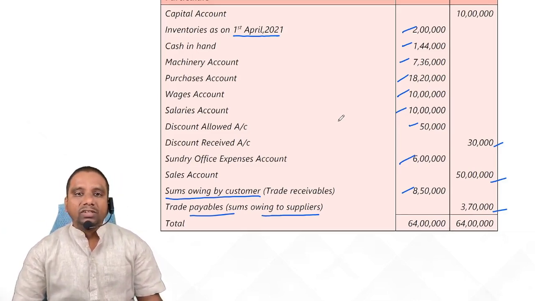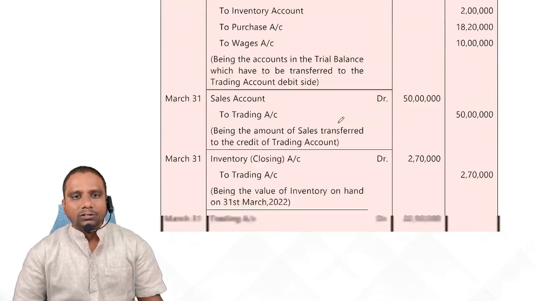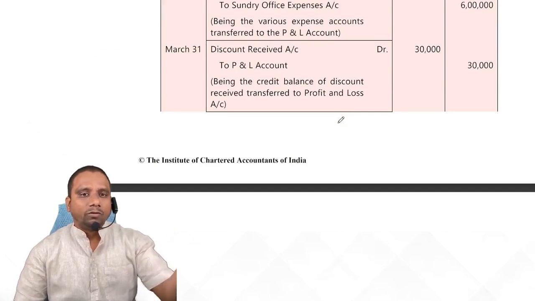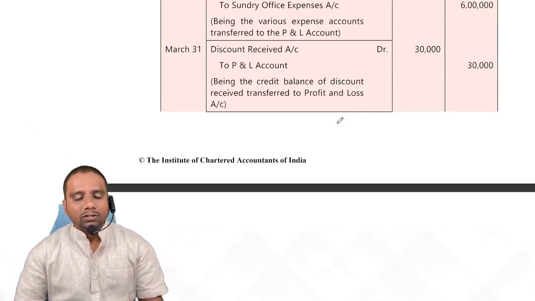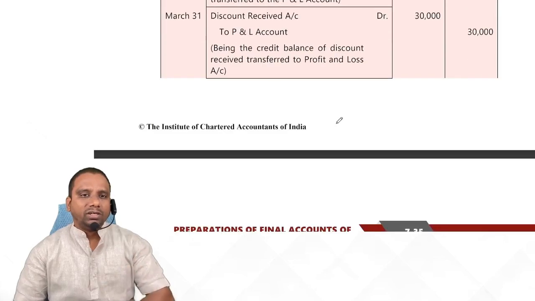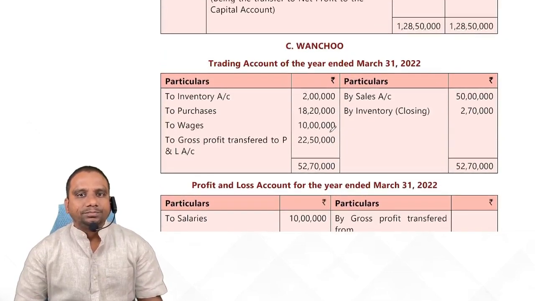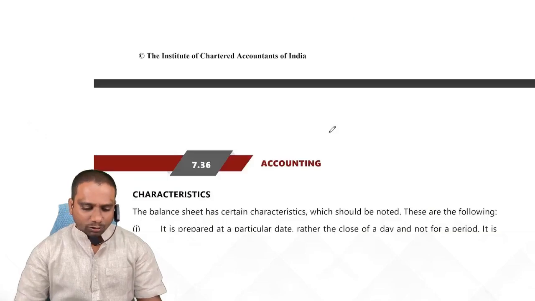In the profit and loss account we get either profit or loss. For that, what is the entry we record? If it is profit, that is transferred to capital account. Profit and loss account debit to capital account. If it is loss, then we deduct it from capital. So capital account debit to profit and loss account. Here, next question.